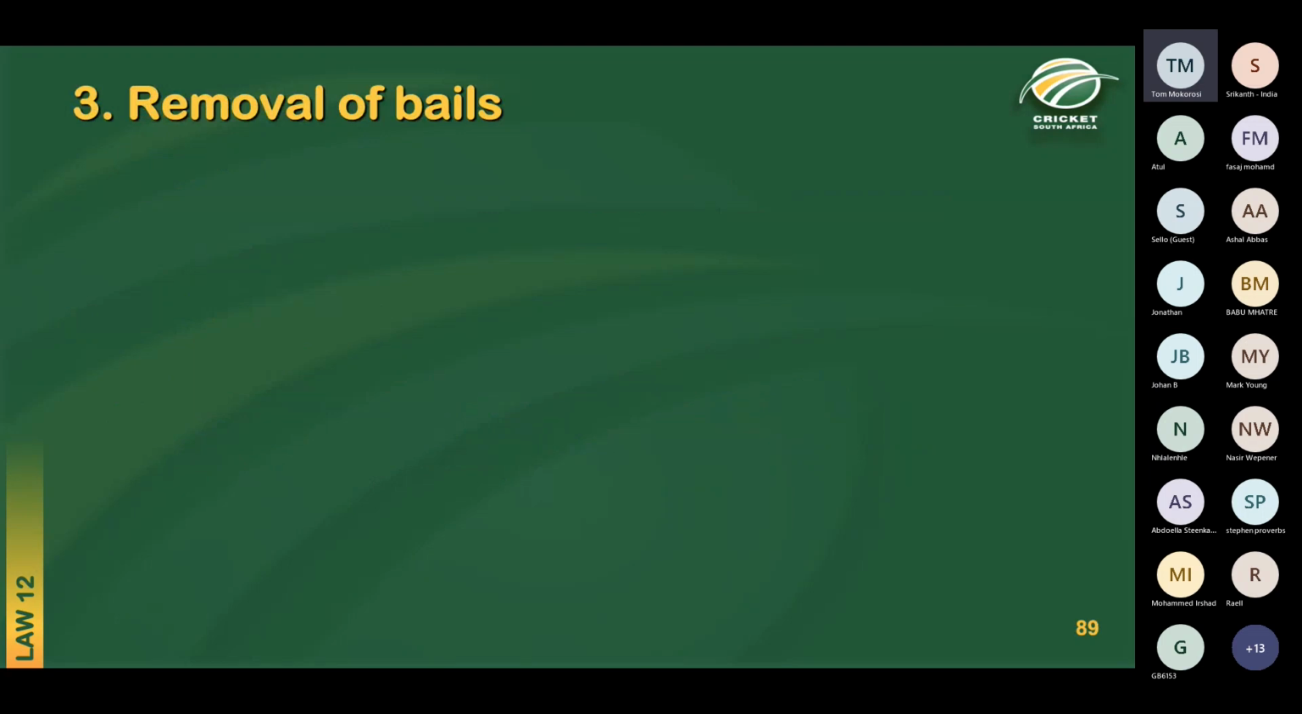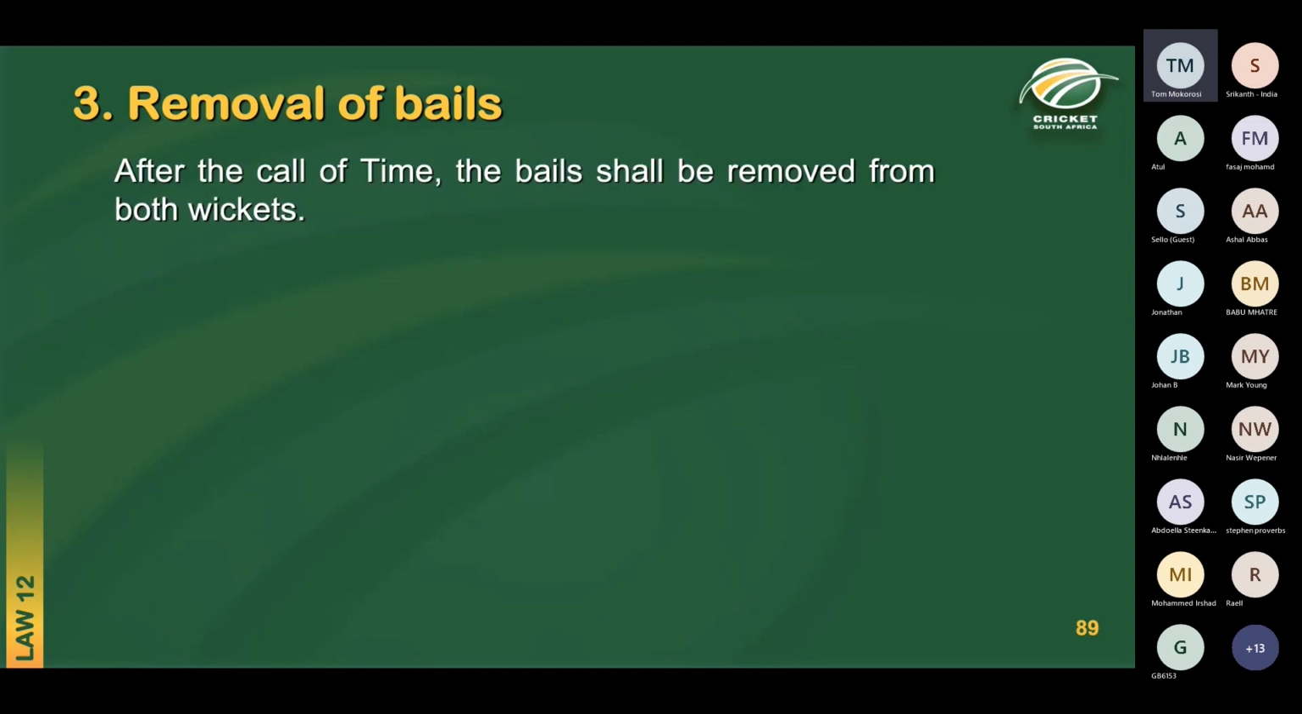There is a little tradition of us umpires removing the bails after we call time. The law says that after the call of time, the bails shall be removed from both wickets. So that's just a sign to everybody watching that the particular session is over, and the umpire will call time, and if it's lunch, he or she will mention that it's lunch, and they will remove the bails from the bowler's end.